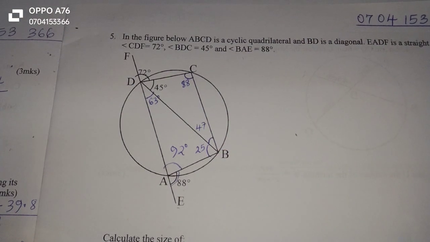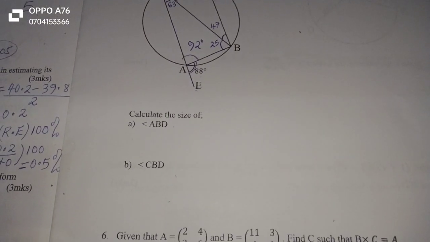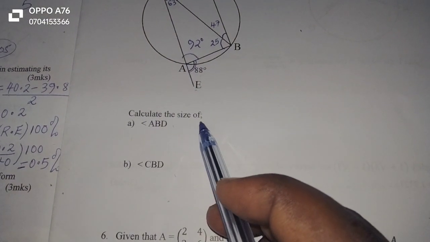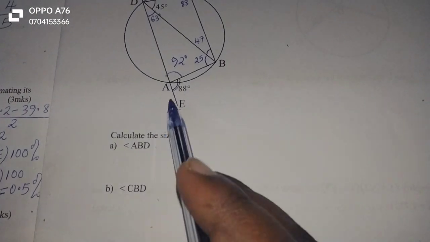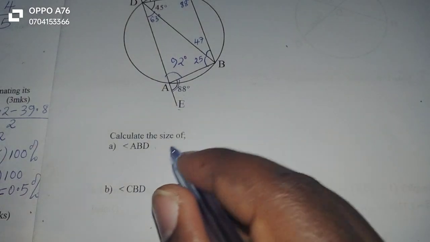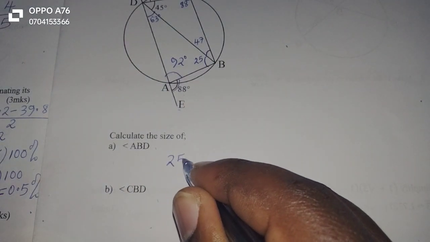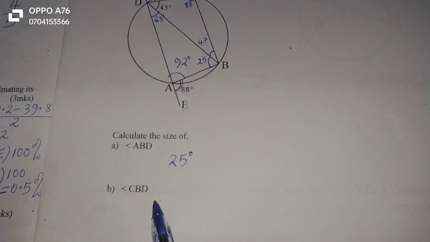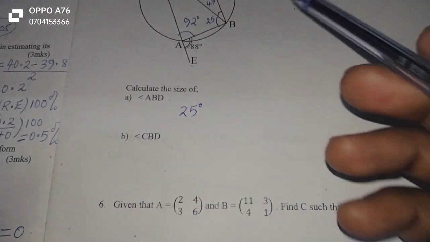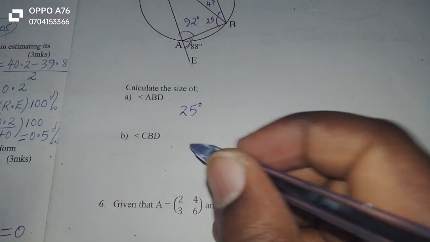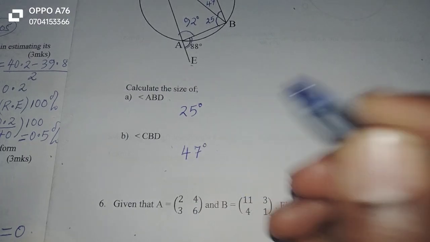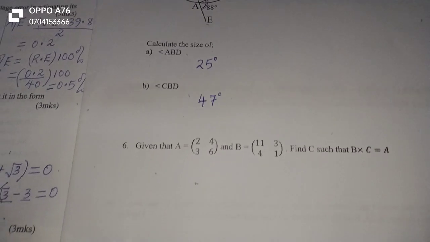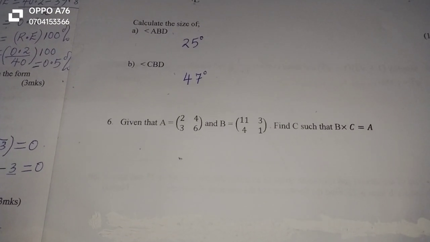Therefore, going back to the question, we find that the sizes of the angles that we were to calculate are: ABD is going to be 25 degrees. Then there is also CBD. So CBD, the value is just as calculated, 47 degrees.